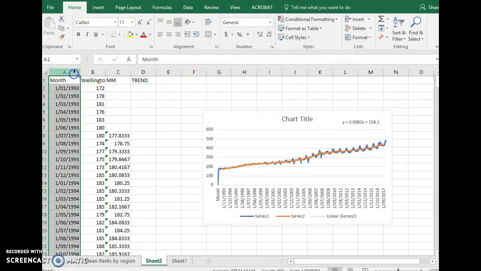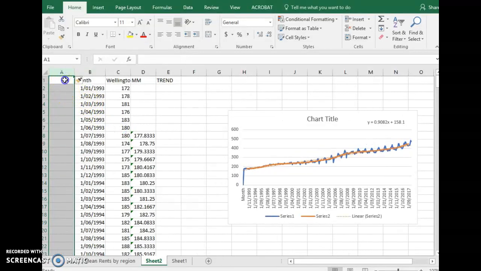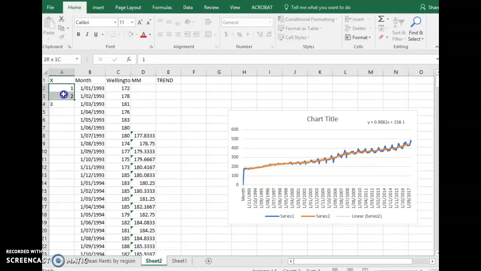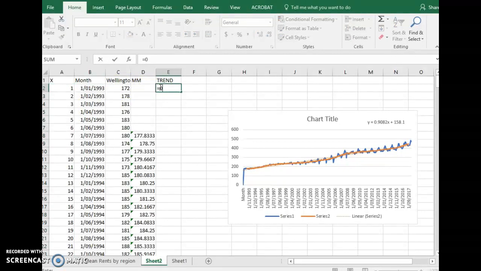and I also need the x value. So the x value starts at 1 and goes up in integers all the way up to 302, I think it was. So the trend comes from this equation, equals 0.9082 multiplied by the x value plus 158.